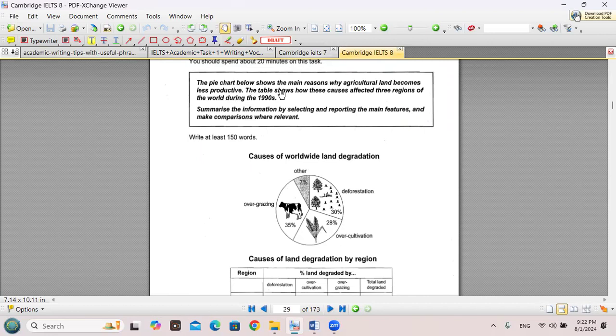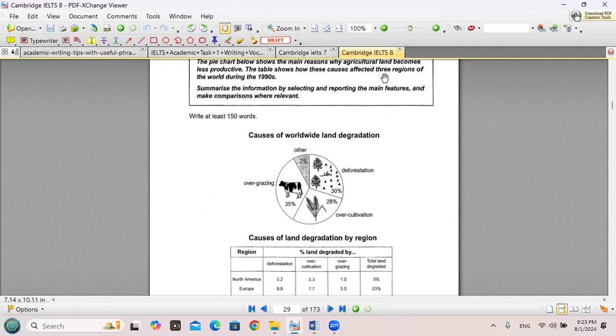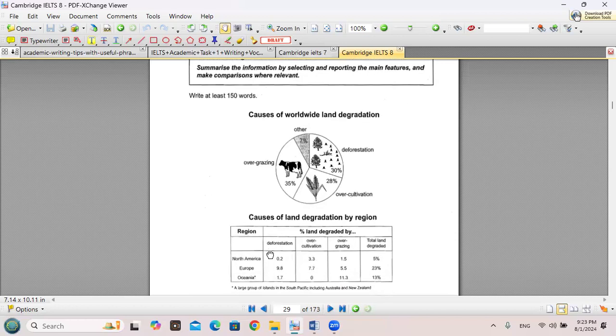What do you mean by rephrase it? Change the words only. Like the pie chart below, remove below, and you can write the presented pie chart shows, gives information on or about. You can write the key reasons, causes, why agriculture land becomes less productive. You can write the less productivity of agriculture land. So you change it now. You can write in addition the table highlights the ways these reasons impacted 3 regions of the world during the 1990s. Instead of writing 3 regions, write North America, Europe, and Oceania.